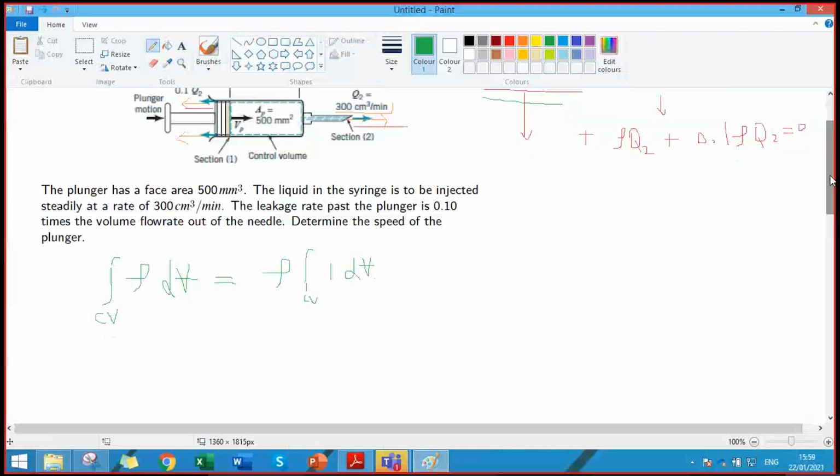ऐसा ही है? And yes, sir, then this integral would be equal to the volume of the control volume, right? Rho volume of the control volume. ऐसा ही है? Yes, sir. And the volume of the control volume is composed of two volumes. That is the volume of this cylinder, this region, and the volume of the needle. ऐसा ही है?